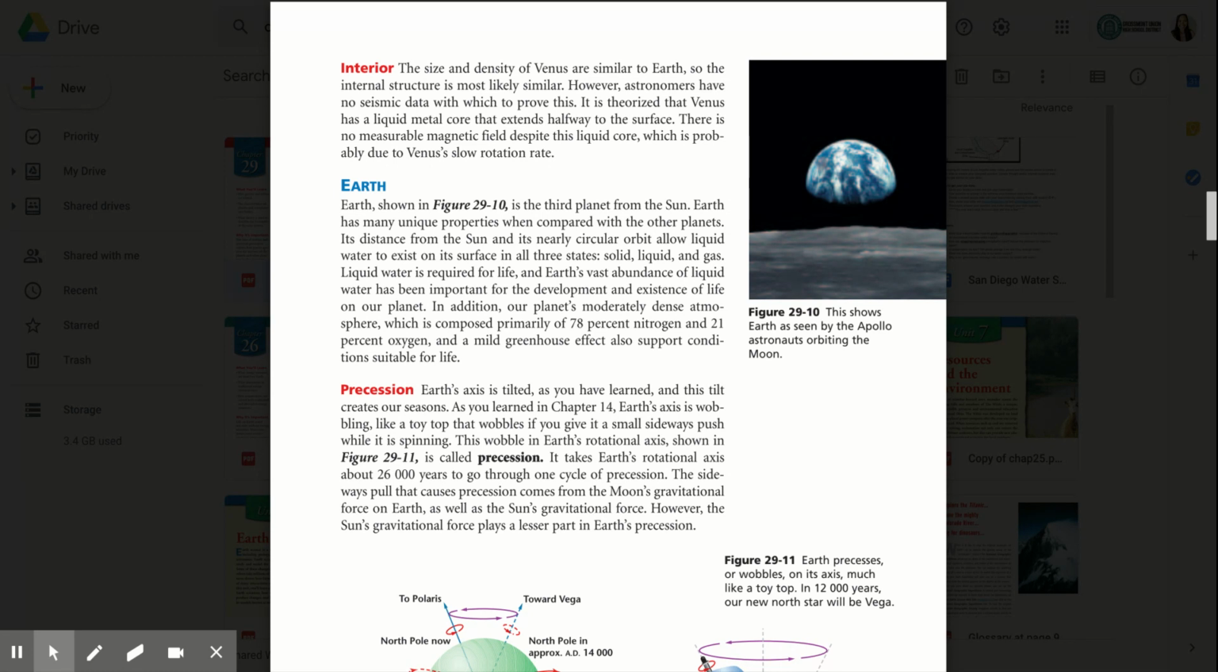Liquid water is required for life, and Earth's vast abundance of liquid water has been important to the development and existence of life on our planet. In addition, our planet's moderately dense atmosphere, which is composed primarily of 78% nitrogen and 21% oxygen, and a mild greenhouse effect also support conditions suitable for life.